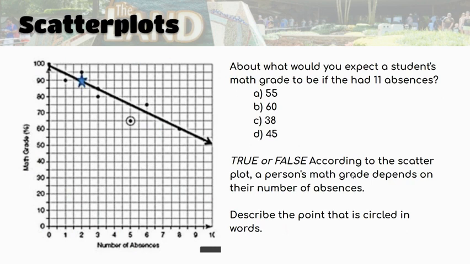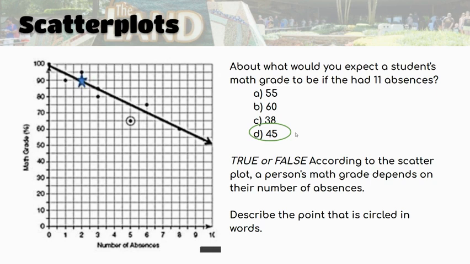Now we have this scatter plot, and it says about what would you expect a student's math grade to be if they had 11 absences? Well, I have this trend line here, and if I didn't have a trend line, I could hold my pencil up to the screen or look at it kind of like that. And at 11 absences, well, at 10, I'm over here at 50. So I'm not going to be above 50 for 11 absences. I'm probably not going to jump all the way down to 38. So 45 seems a better option.